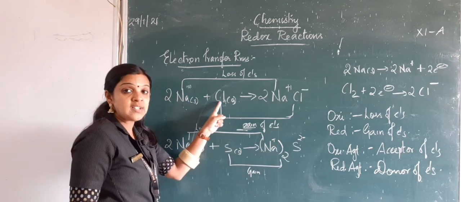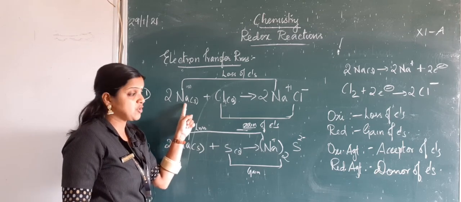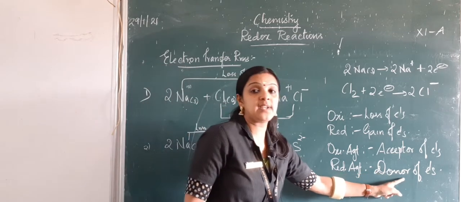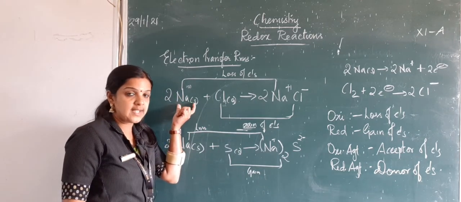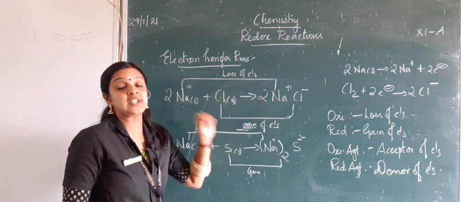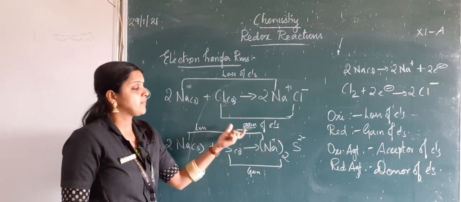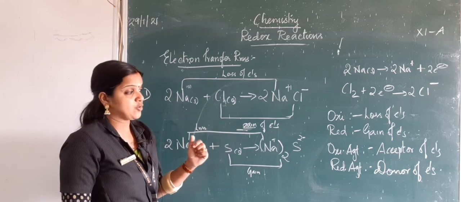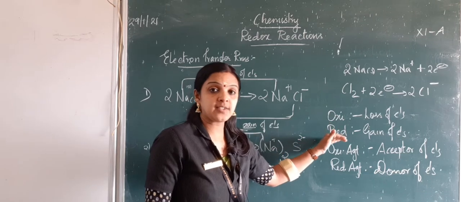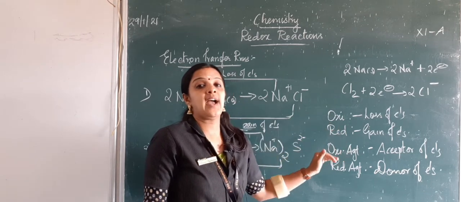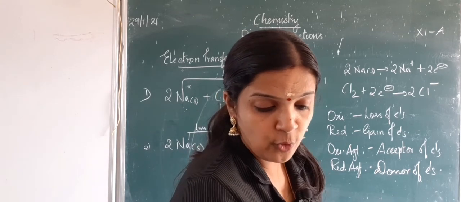And when chlorine is undergoing reduction, sodium is a reducing agent. So a reducing agent should be a donor of electrons. Sodium is a reducing agent. It is losing electrons. It donates electrons. Chlorine is an oxidizing agent. It should be an acceptor of electrons. So these are the definitions for oxidation, reduction, oxidizing agent and reducing agent. So we have learnt till the 4 definitions.